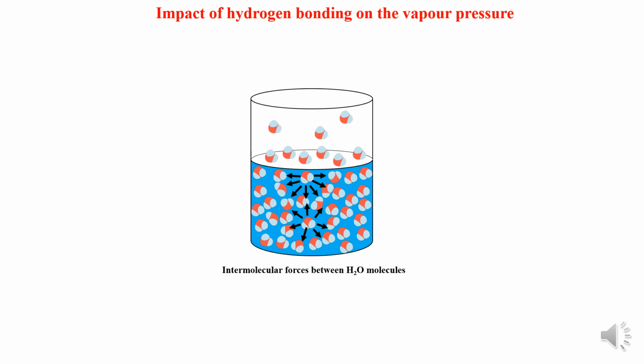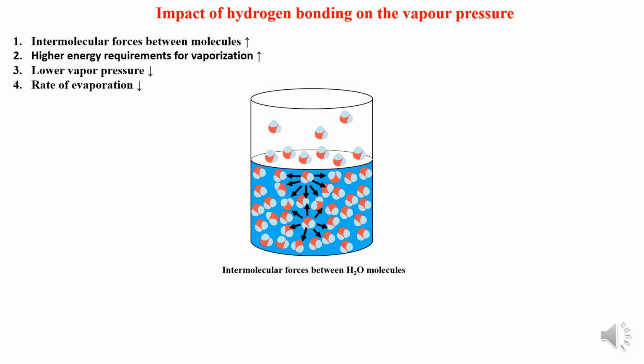So intermolecular force between water molecules leads to low vapor pressure. Because of the cohesive force between the water molecules, they cannot escape the surface of the liquid that easily. So as the intermolecular force between the molecules increases, high energy is required for vaporization of the water molecules. And this leads to lower vapor pressure, and ultimately the rate of evaporation of water molecules goes down.